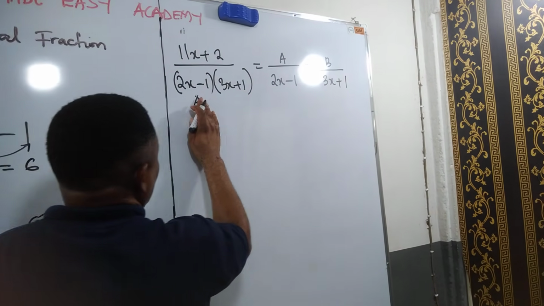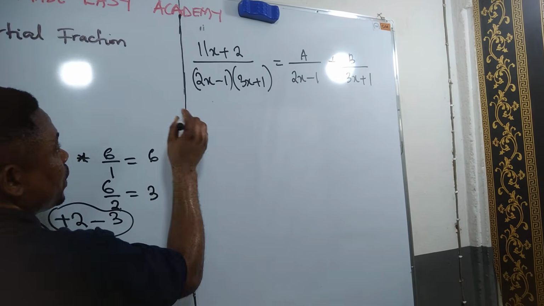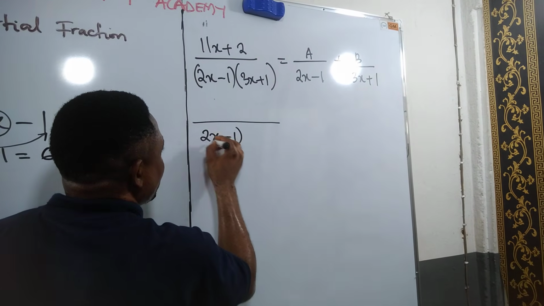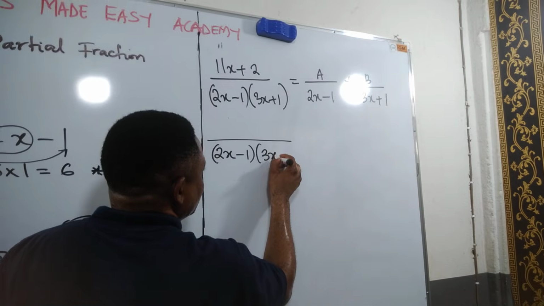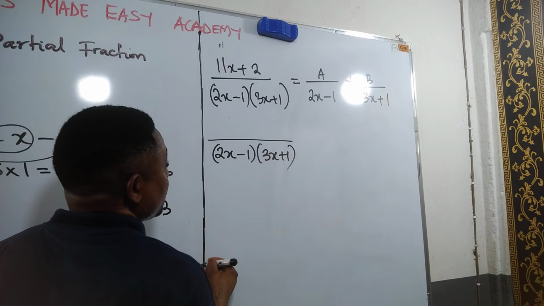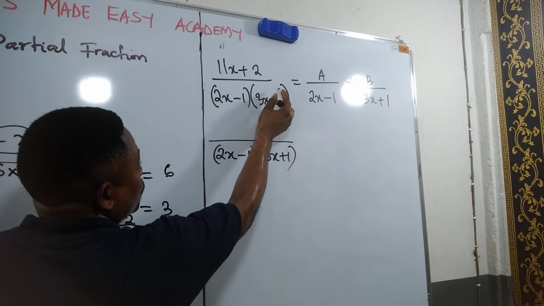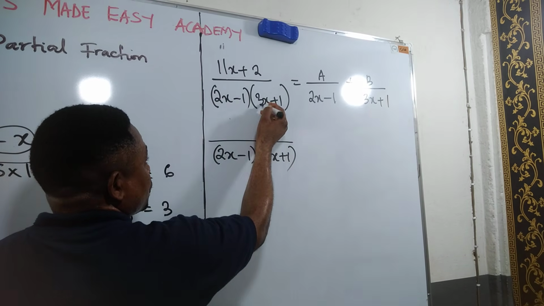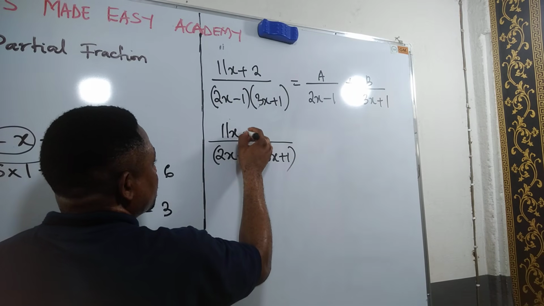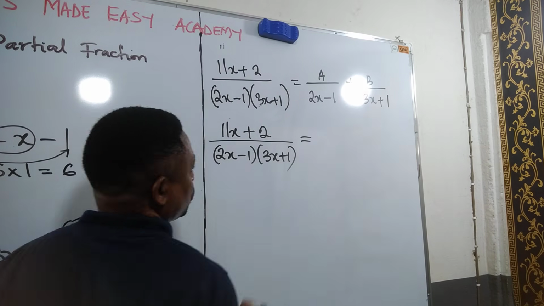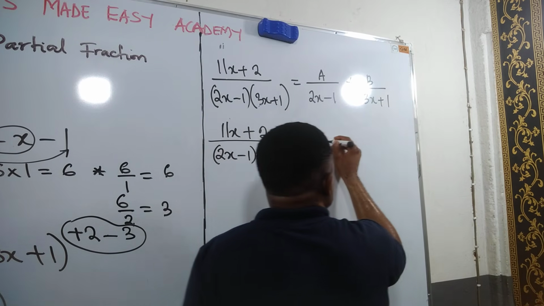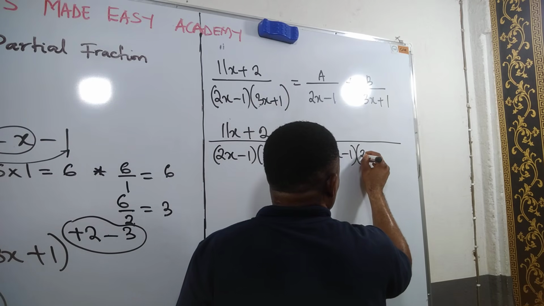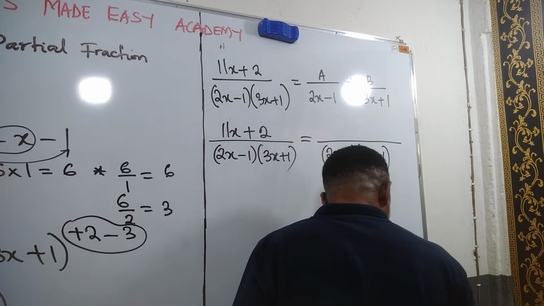Remember we are solving it normal. What do we do now? Take the LCM of this. The LCM is 2x minus 1 in bracket, followed by 3x plus 1 also in bracket. If you believe with me, when this one cancels this, what will remain is the denominator. This will cancel this. This will cancel this. What remains is 11x plus 2. Then equal to. Then to the right also take the LCM. The LCM is 2x minus 1, followed by 3x plus 1. Are you with me?